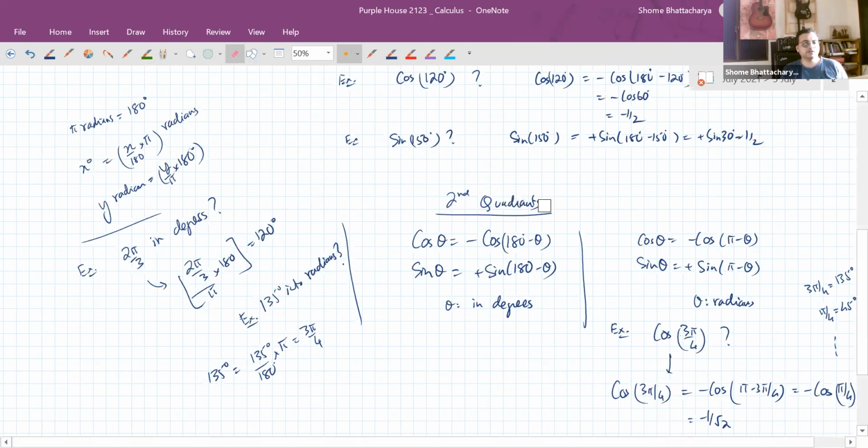So the second quadrant formula for sine and cos, you should know it regardless of whether you are given the value of theta in radians or in degrees. You should know how to interconvert.